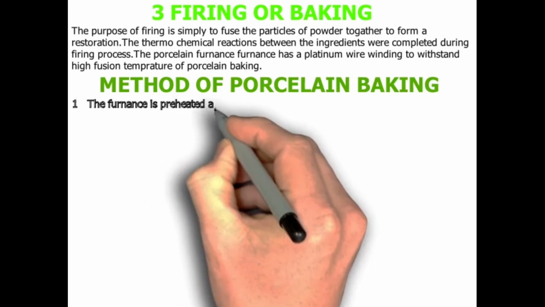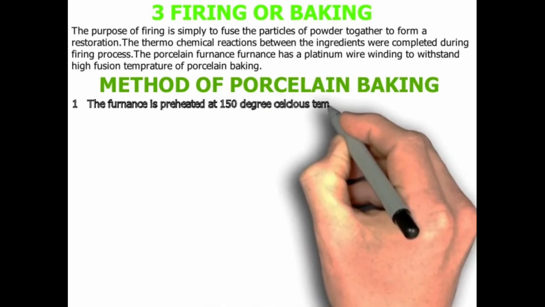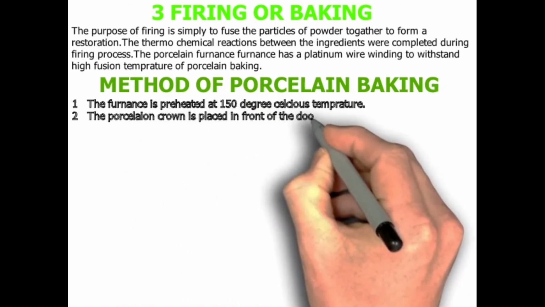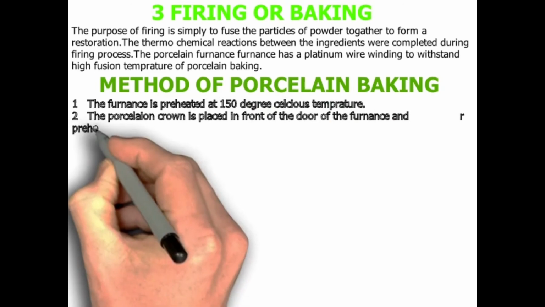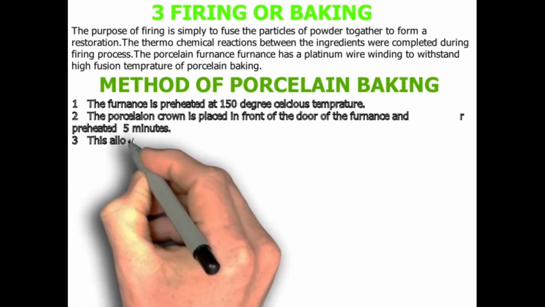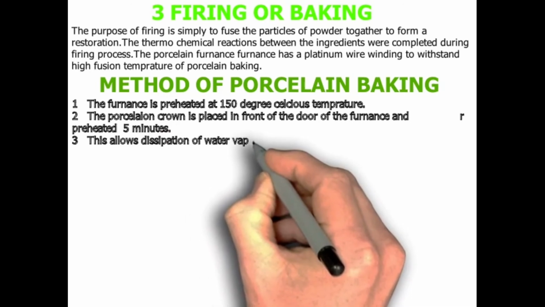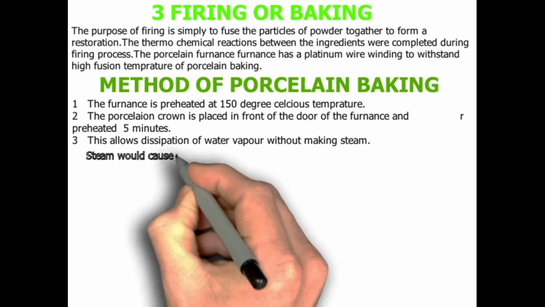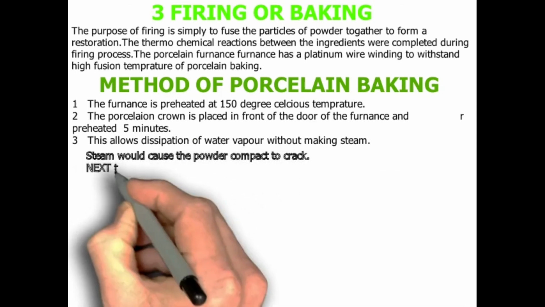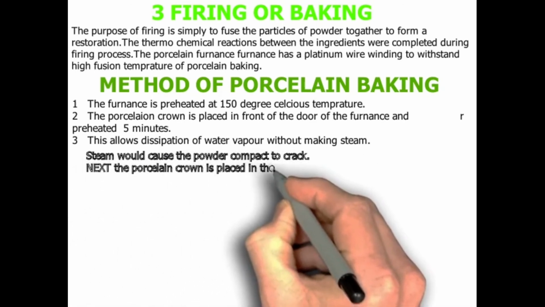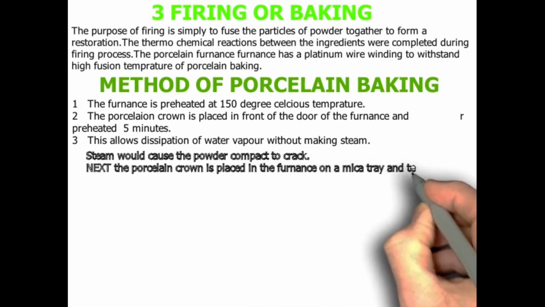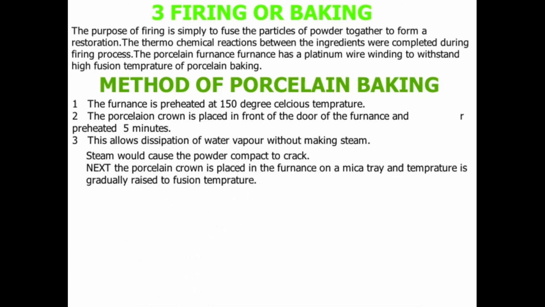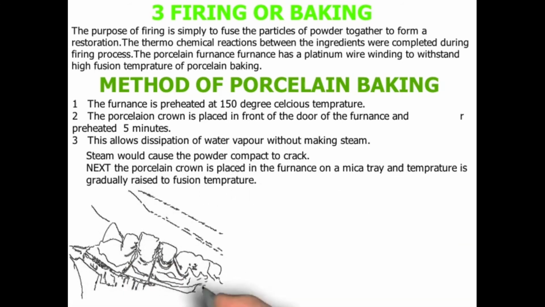First, the furnace is preheated at 150 degrees Celsius temperature. Point number 2. The porcelain crown is placed in front of the door of the furnace and preheated 5 minutes. Point number 3. This allows dissipation of water vapors without making steam. Steam would cause the powder compact to crack. Next, the porcelain crown is placed in the furnace on a mica tray and temperature is gradually raised to fusion temperature.